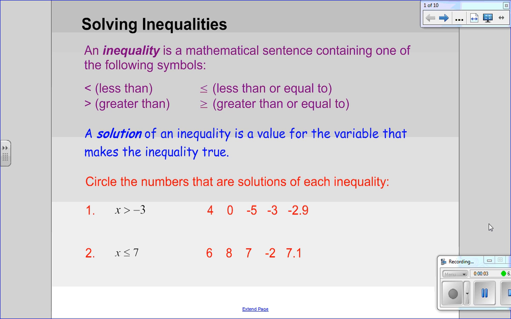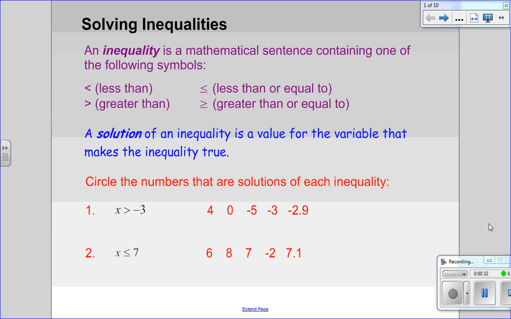Just like an equation is a mathematical sentence, an inequality is also a mathematical sentence, this time containing one of the following symbols: less than, less than or equal to, greater than, or greater than or equal to. A solution of an inequality is a value for the variable that makes the inequality true. Look at the example, x is greater than -3.